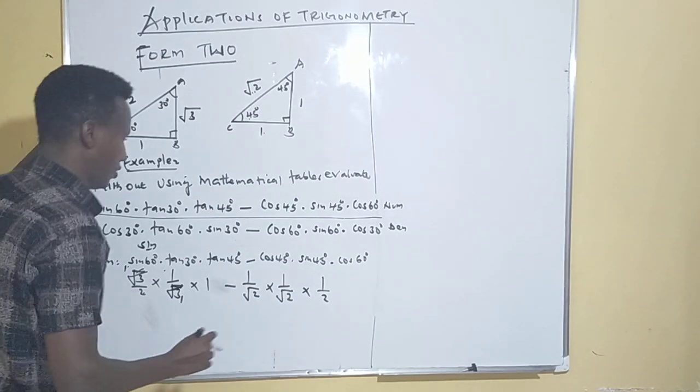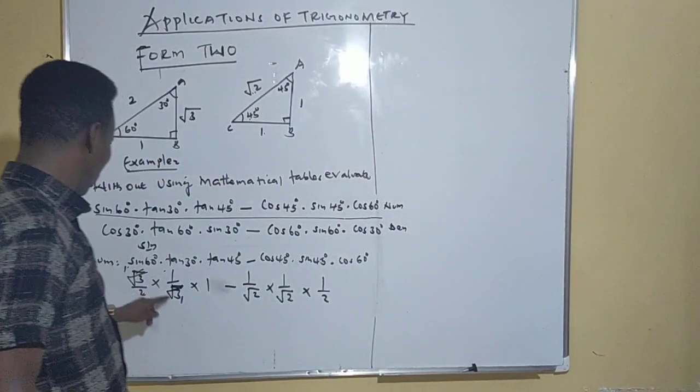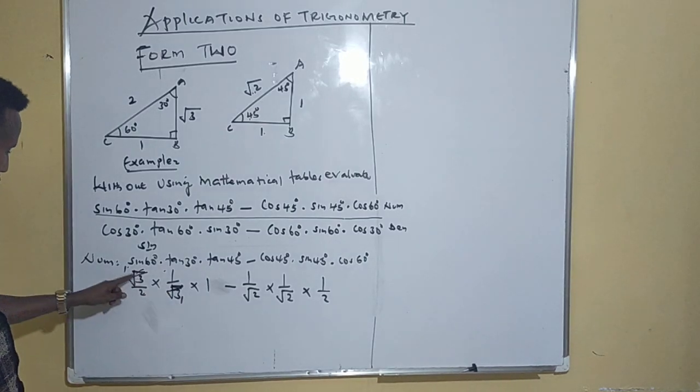Or let me write here so that you see it. So we said root 3 and root 3 will cancel. So by root 3, 1, by root 3, 1.